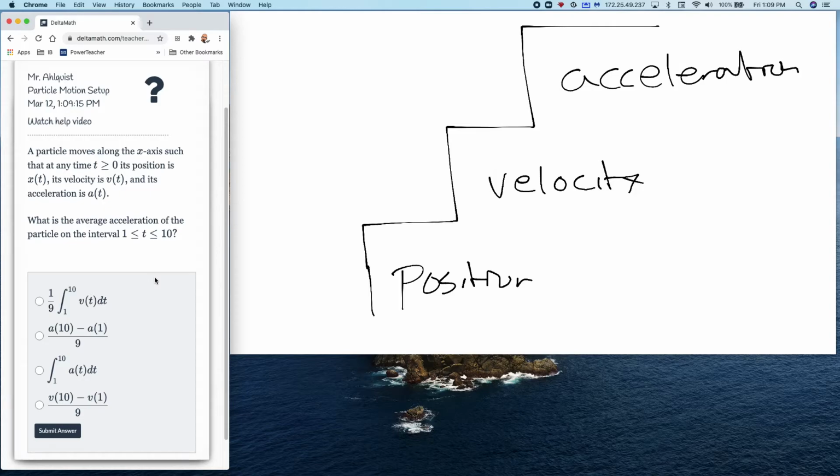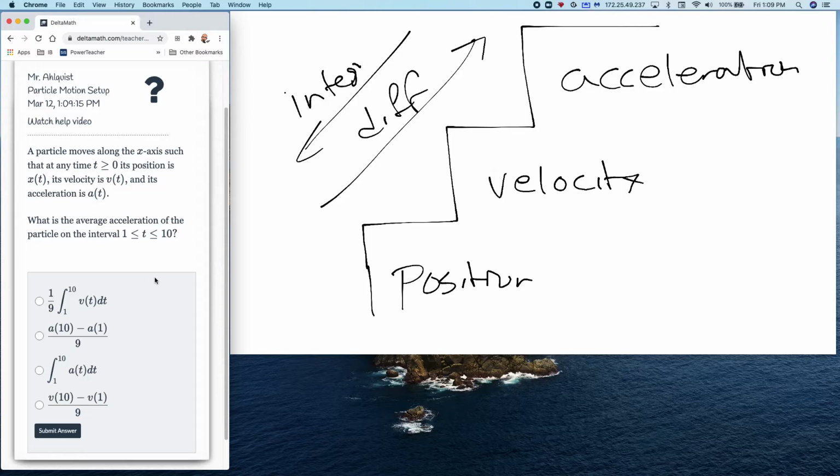So differentiate to go up. Integrate to go down. So when this one says, okay, you got this particle moving along the x-axis, the position is x of t, the velocity is v of t, and the acceleration is a of t. And it says, what is the average acceleration?